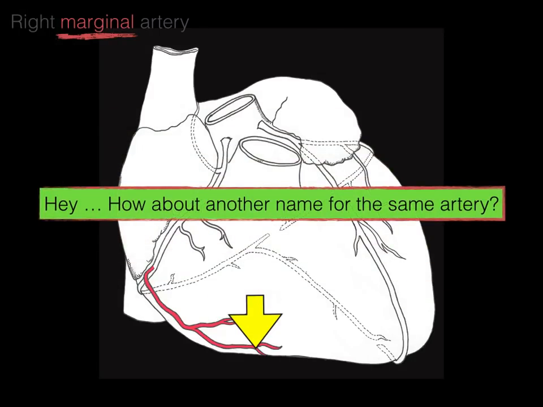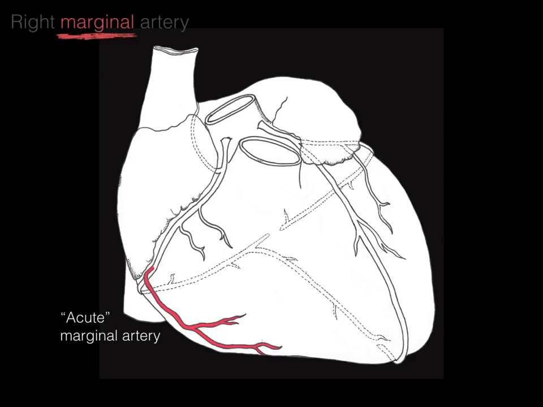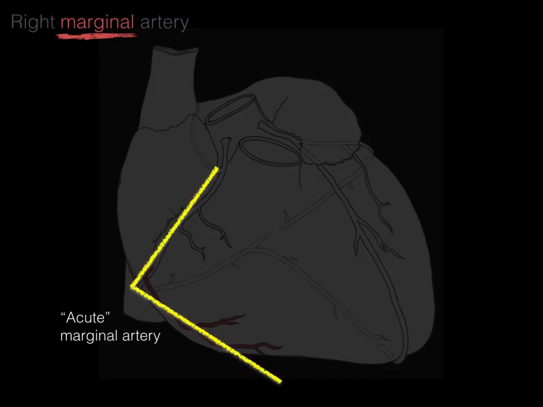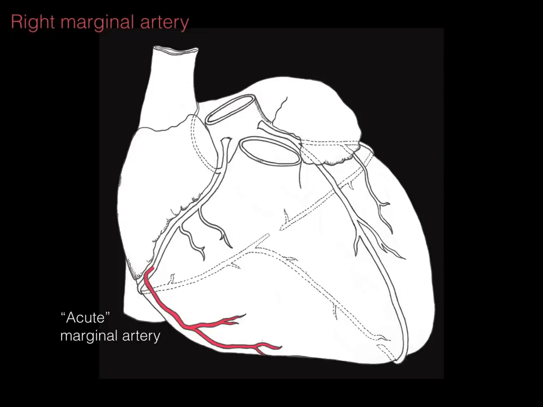Hey, how about another name for the same artery? Well, when we look at this, we call it the acute marginal artery. It gets its name because when you look at the angle between the coronary sulcus and that border of the heart, it forms an acute angle, which is less than 90 degrees. Hence, right marginal artery and acute marginal artery are synonymous.